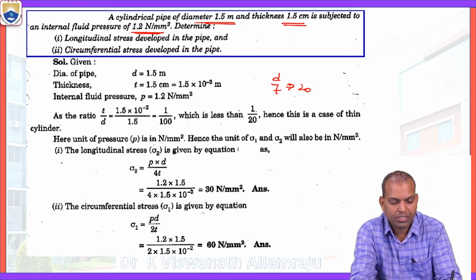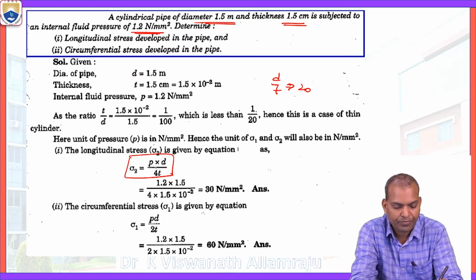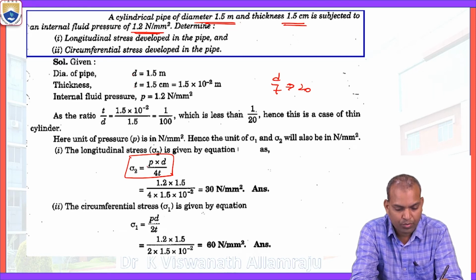So the longitudinal stress, sigma 2, that is what they asked, equals PD by 4T. We know the internal pressure value, that is 1.2. What is the internal diameter? The inner diameter is 1.5 meters.